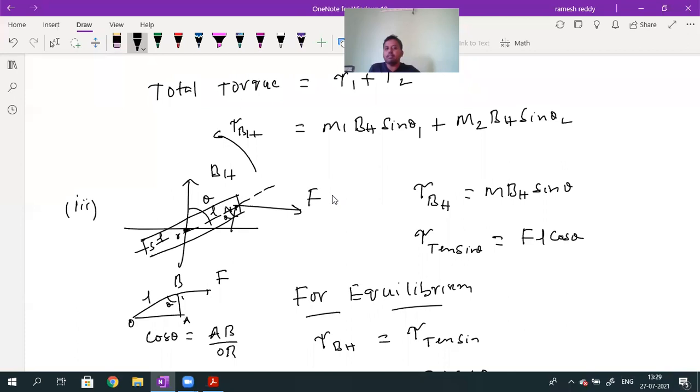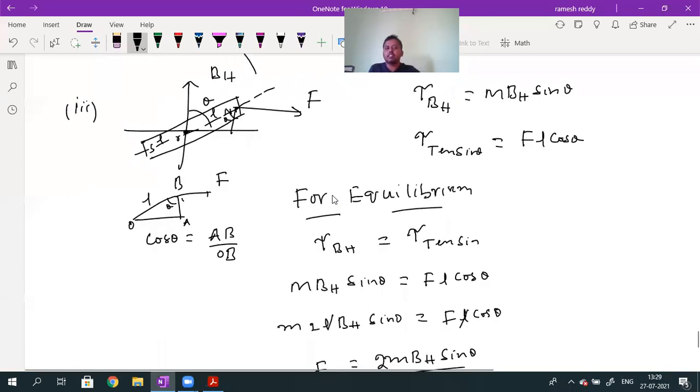Now I want to calculate the AB value. What is AB? AB is equal to OB into cos theta, and OB is equal to L, so AB is L cos theta. So the torque due to the tension in the string is given by F into L cos theta. Why it is L cos theta, you have to understand.